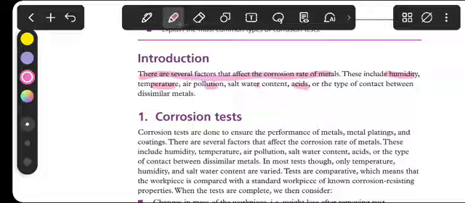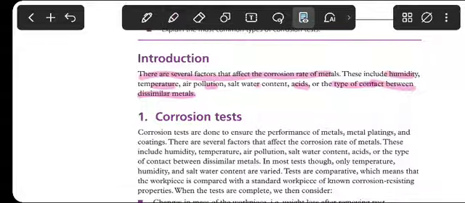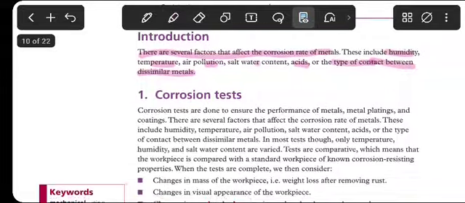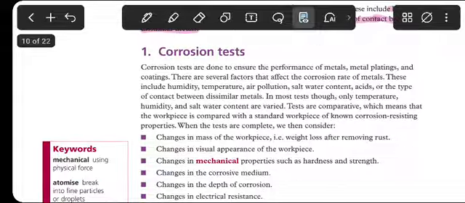We talked about the type of contact between dissimilar metals, which can cause corrosion. You must know those things that cause it. There are several factors which affect corrosion: humidity, temperature, air pollution, salt water contact, and acidity. As we've been discussing, guys, corrosion tests.